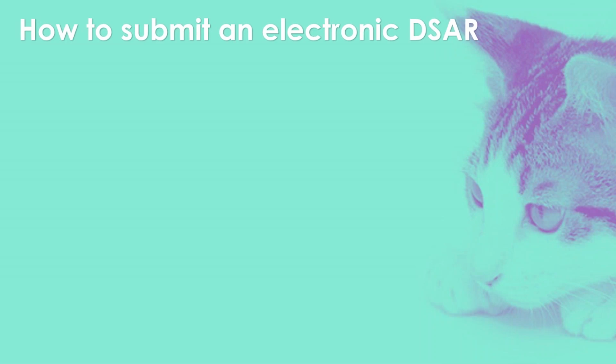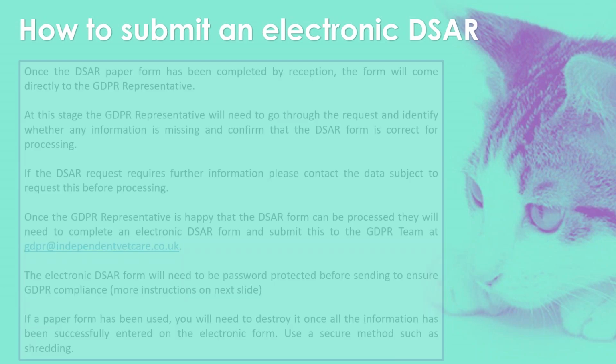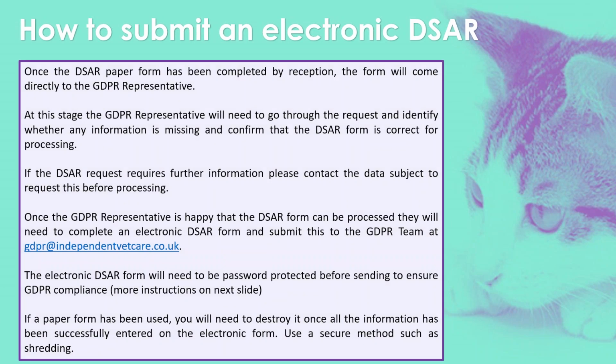So, how do you submit an electronic DSAR form? If the person who initially took the request has completed the form on paper, you need to check it and, if need be, transfer it onto the electronic form. If they've submitted it on electronic form already, however, you'll just need to check it.